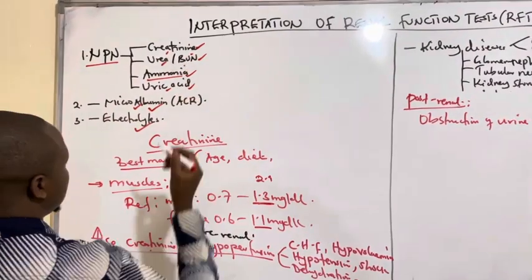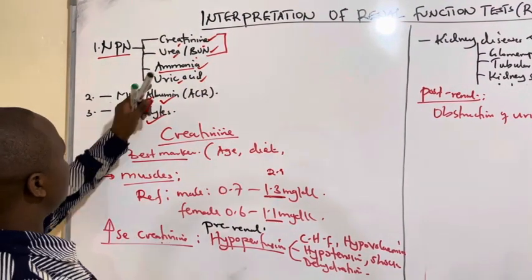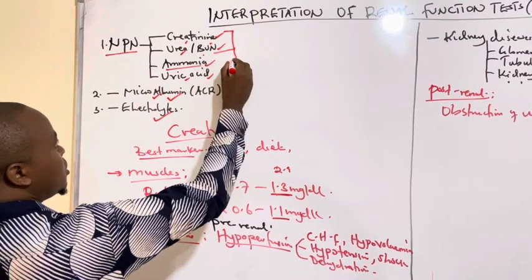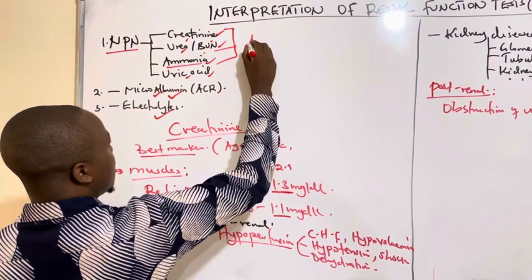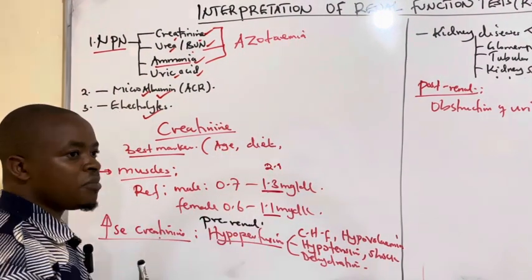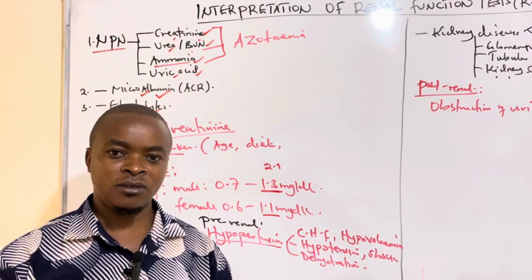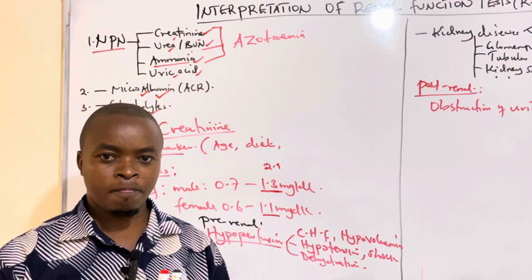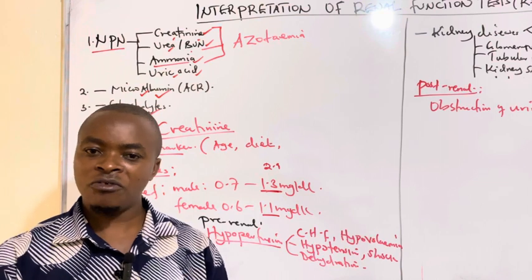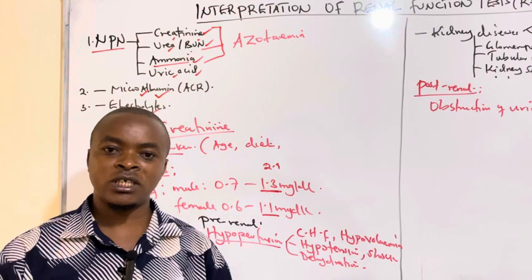creatinine and urea, whereby whenever you have a condition in which both creatinine and urea plus ammonia are elevated, this condition is known as azotemia. So azotemia is an increase in levels of non-protein nitrogen compounds. So it is a general term. When we find creatinine elevated, urea elevated, and even ammonia elevated, that is what we call azotemia.